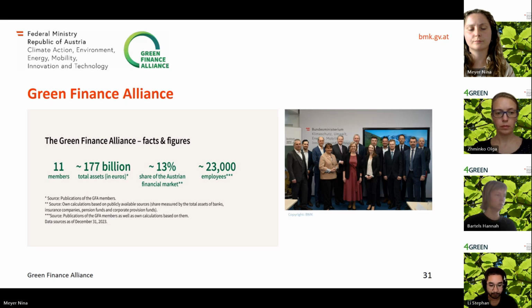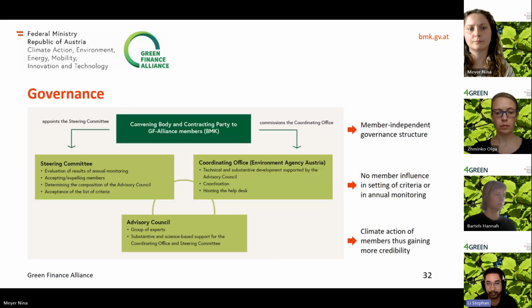And so now I want to show you a little bit of what the key features are of the initiative. As already mentioned, one of the key strengths is its governance. So the Climate Ministry of Austria is actually appointing the steering committee, and the steering committee is doing all the decisions, and it's approving all of the changes and so forth. And the steering committee is made up of nominees from the climate ministry as well as the finance ministry. So again, independent of the members themselves.